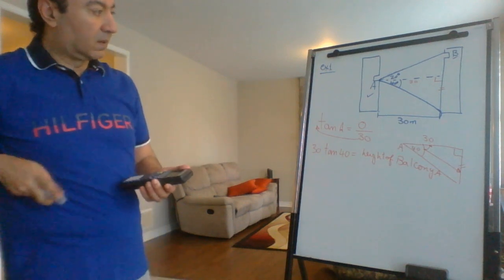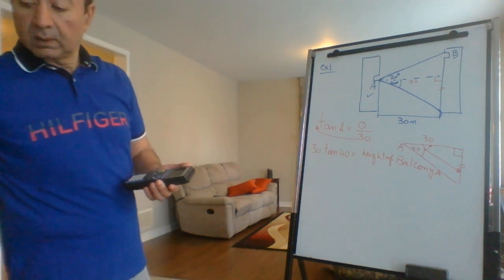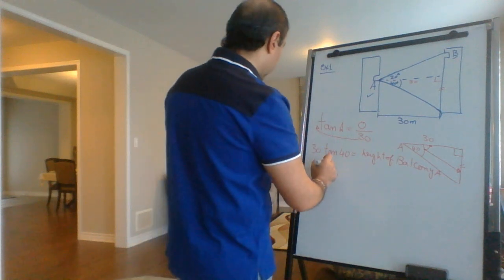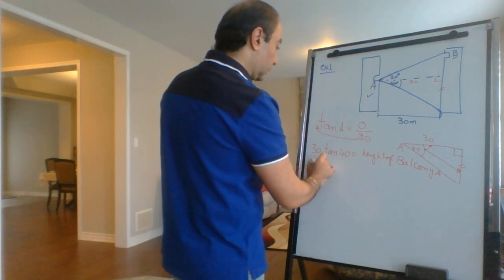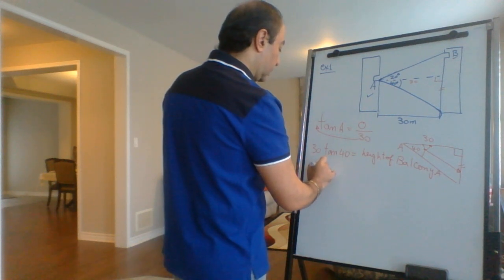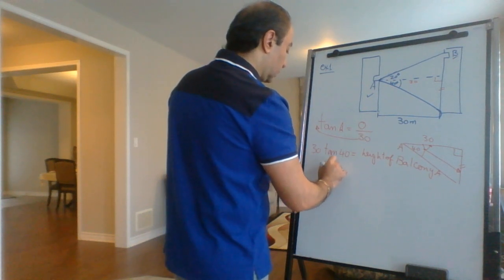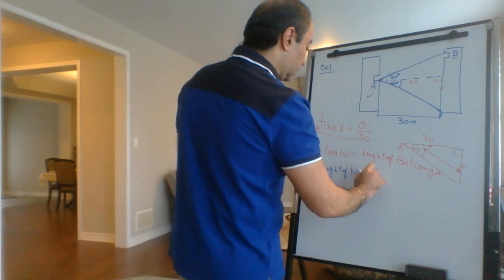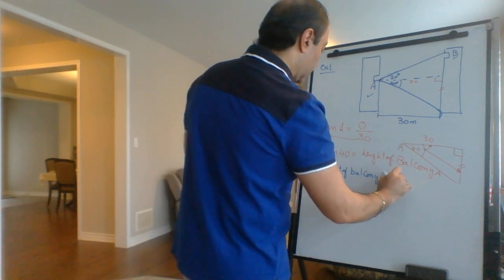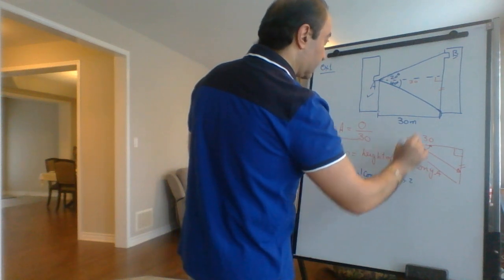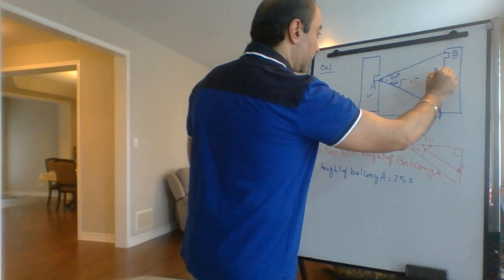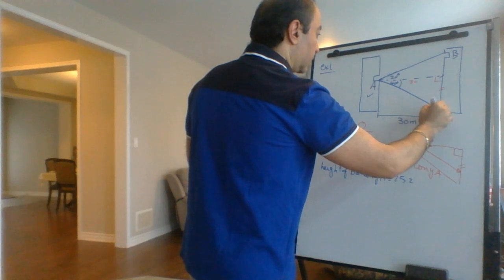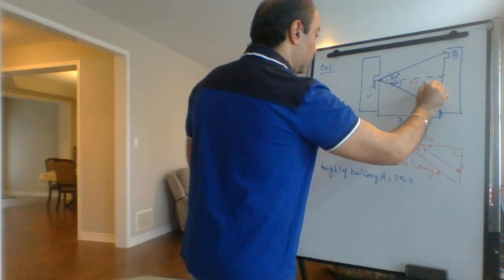So this is 25.2 meters. So the height of balcony A equals 25.2. So this height from here to here is 25.2.